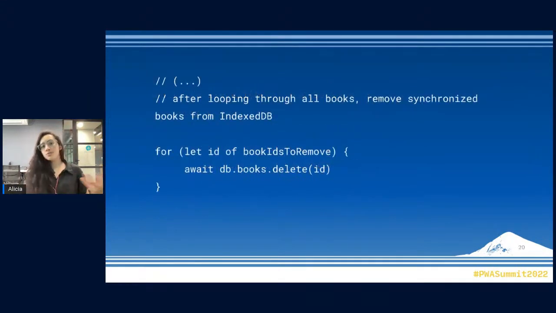After we loop through all records, we remove the synchronized records from IndexedDB so we don't have duplicated data. So next time background sync is triggered, it will look in this local database, and if it finds records, it will trigger the synchronization, and if not, it won't.